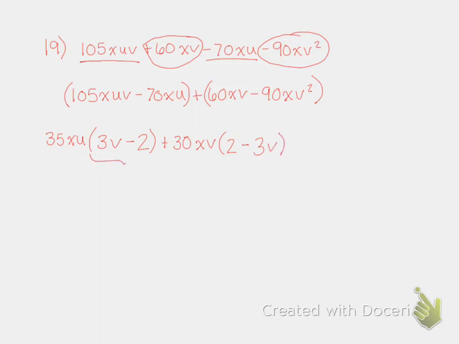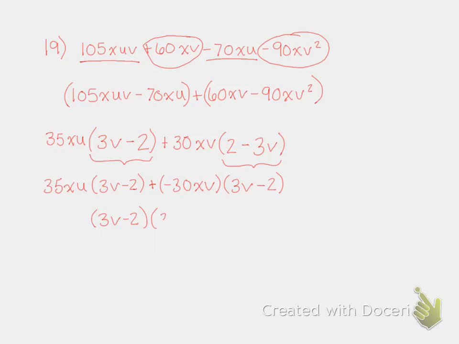So if you look, these are not the same, but they are exactly opposite. So how do we fix the opposite problem? We factor out the negative. So I'm going to take out a negative 30xv, and I'm going to switch them right away to where it's 3v minus 2. Okay, so your factored form is 3v minus 2 times 35xu minus 30xv.